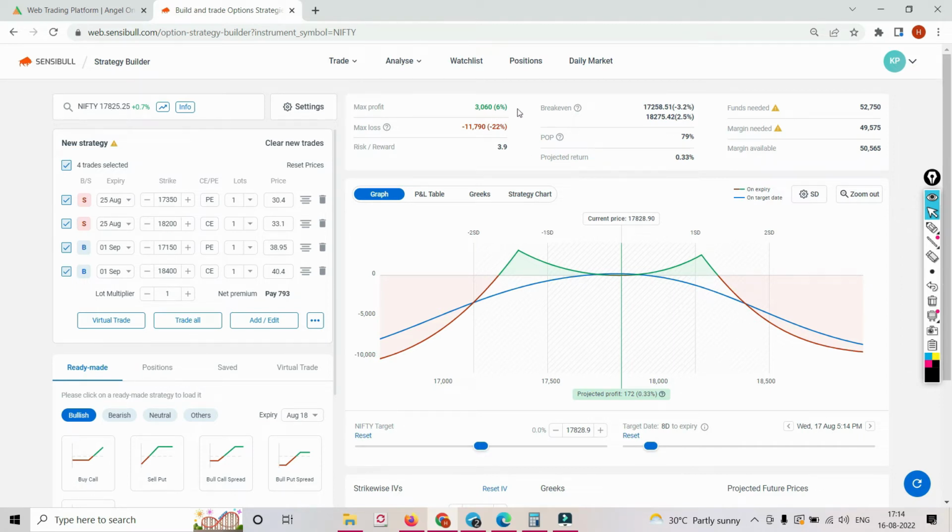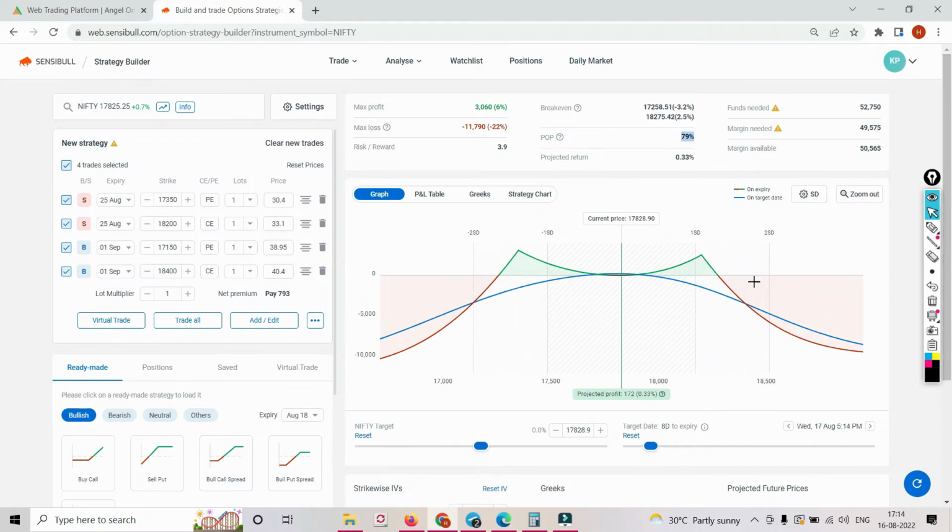You have 6% of profit, you have 22% of loss, but believe me friends, don't look at this 22%. Check the probability: you have almost 80% of success, and slowly by doing the adjustments and everything, you will be able to increase this probability to 80-85%. Capital required is 50,000. You might need for single lot another 1 lakh or 70-80,000 for doing the adjustments. The more the capital, the better.